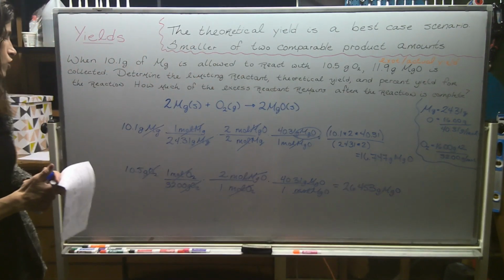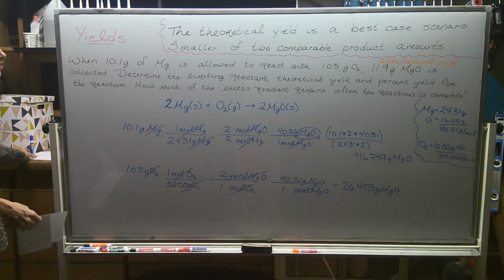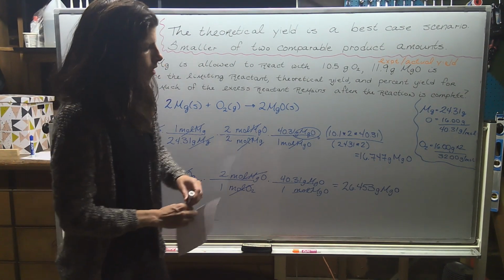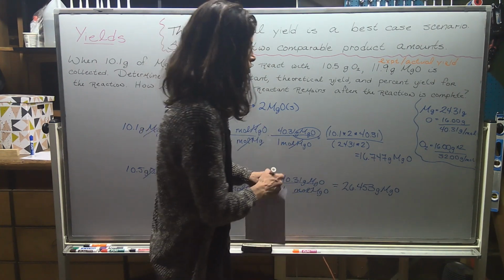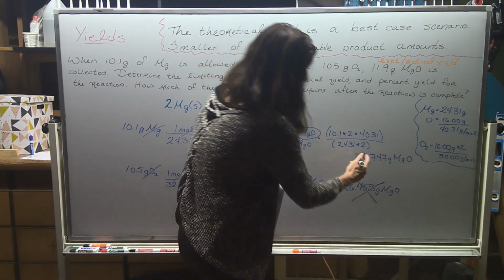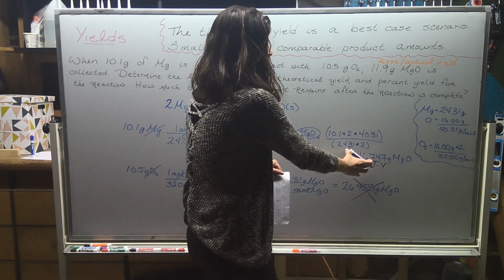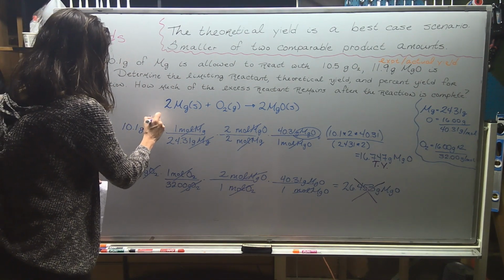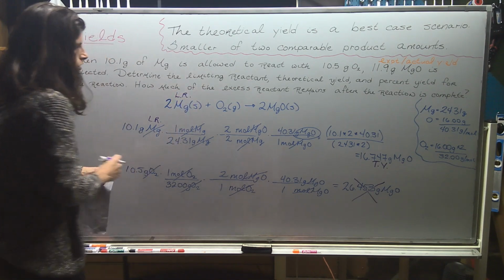So that allows us to answer several of the questions that we've been asked. So they want the limiting reactant and the theoretical yield. Remember, we're always comparing apples to apples, and we're always going after the smaller of the two values. So this number, the smaller of the two products, will be the theoretical yield. Your theoretical yield is always associated with your limiting reactant. So we know that the solid magnesium then is our limiting reactant.